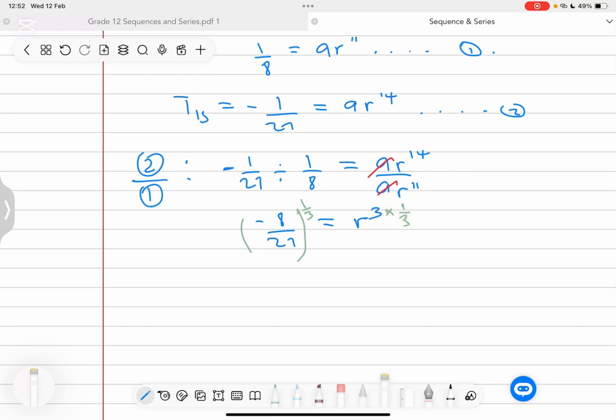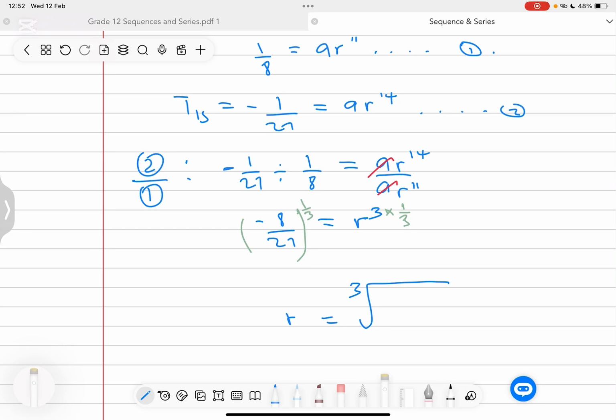And r to the power 1 would actually be equal to r. And things are getting easier now because that's what I'm looking for. But remember that when you have such an exponent here, it is the same as the cube root.